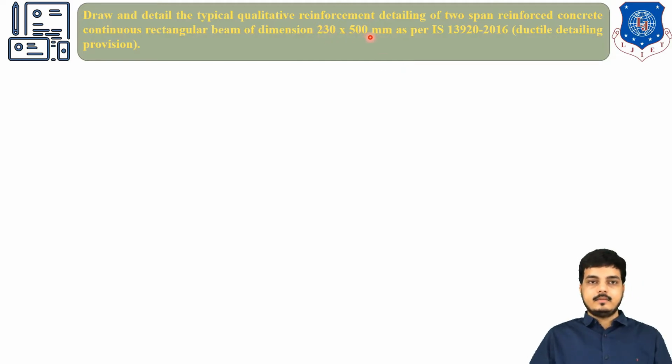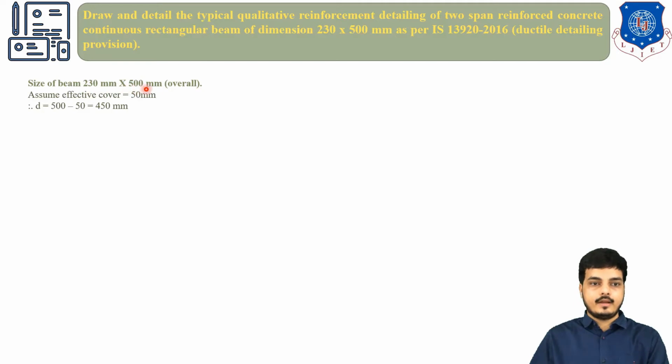So this is my width and this is my depth. This is my overall depth. So now here the size of the beam is 230 mm cross 500 mm, which is overall. And assuming effective cover is 50 mm, so D will be 500 minus 50, which is 450 mm. This step you have studied in design of structures.